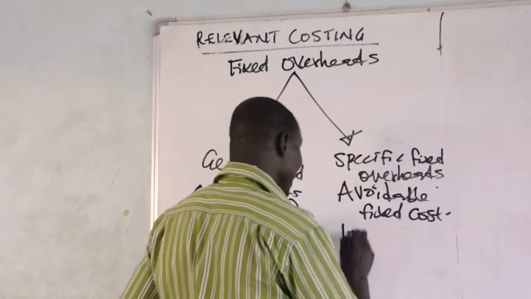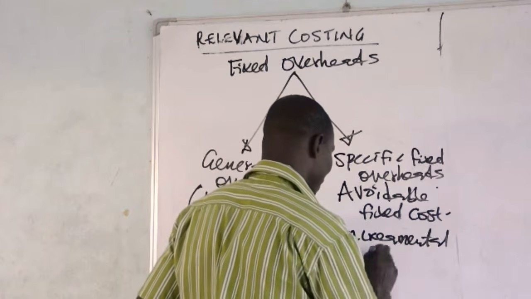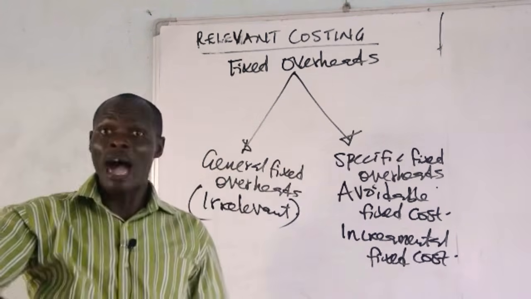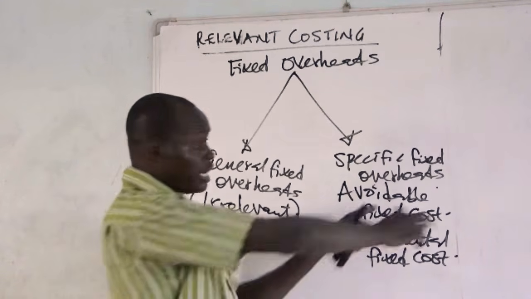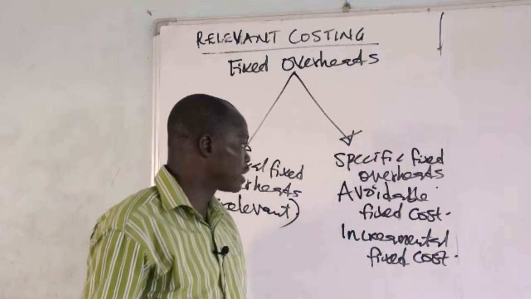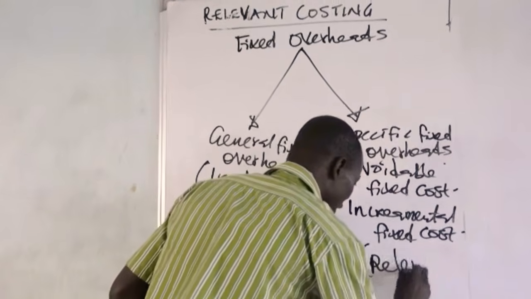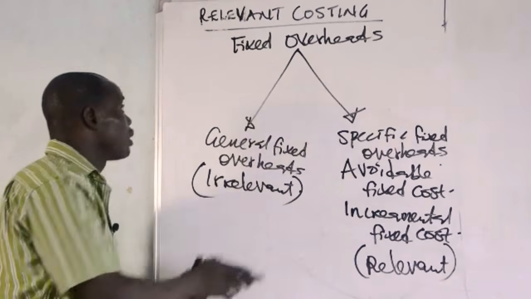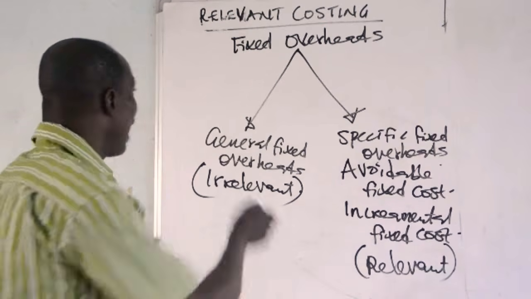You can as well call it incremental fixed cost. That is an extra or additional fixed cost incurred as a result of that project. That is incremental fixed cost. These costs are relevant. I've told you that general fixed overheads are not relevant, but the specific fixed overheads are relevant.